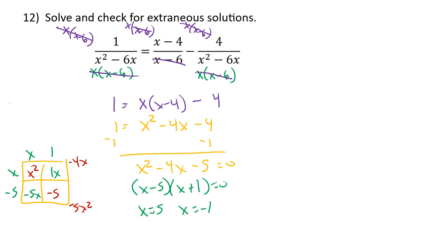We do need to plug in to check for extraneous solutions, which is always annoying. So plugging in, we don't actually have to plug in. Once again, our extraneous will be the excluded values. In this problem, excluded values are going to be 0 and 6, which are none of our solutions, so we know those are answers.